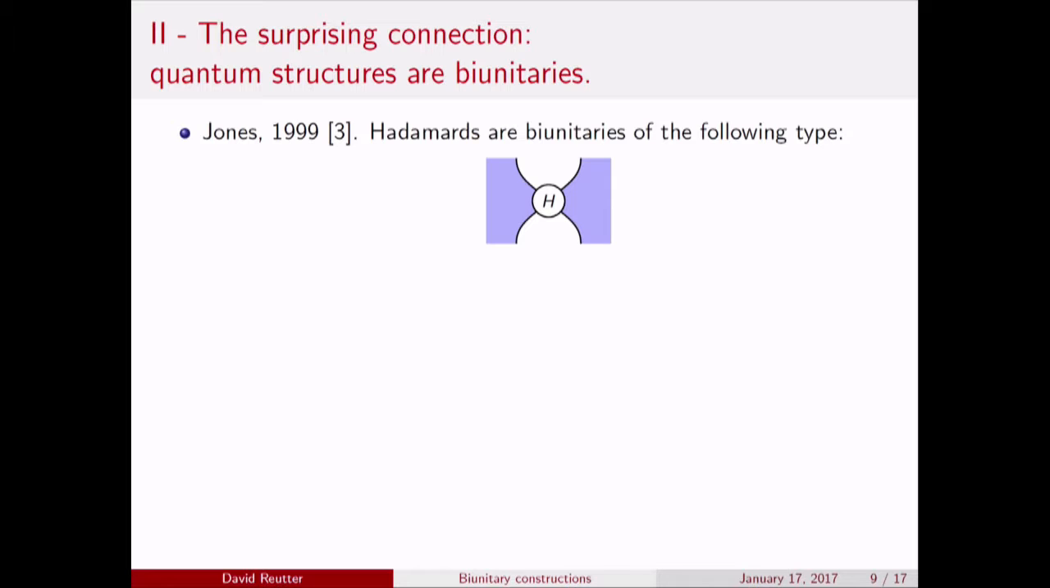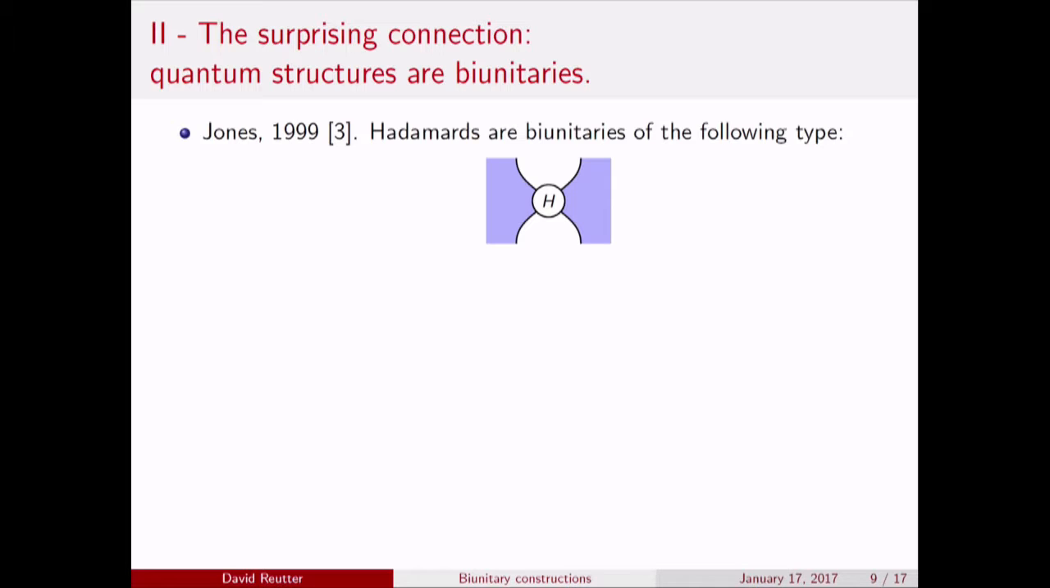Actually, back in 1999, in his original planar algebra paper, Jones noted that Hadamard matrices are biunitaries of the following type. So this is, again, just a family of tensor networks in this graphical calculus. I have to specify certain regions and certain wires. And then the equations which tell me that this tensor is a biunitary exactly correspond to saying that the corresponding family of tensor networks is a Hadamard matrix. So Hadamard matrices are in one-to-one correspondence with biunitaries of this form. The data of a Hadamard matrix is precisely determined by being a biunitary of that form.